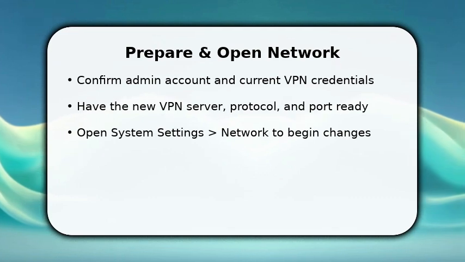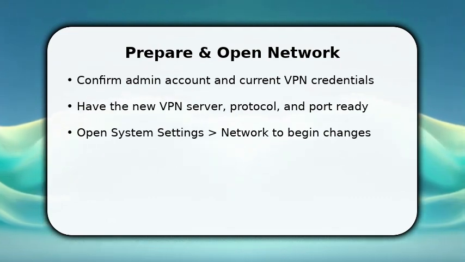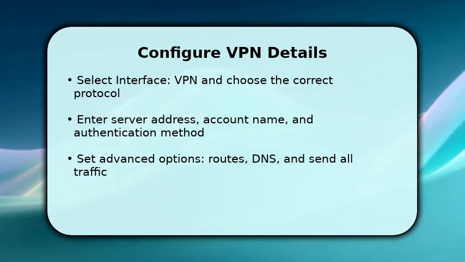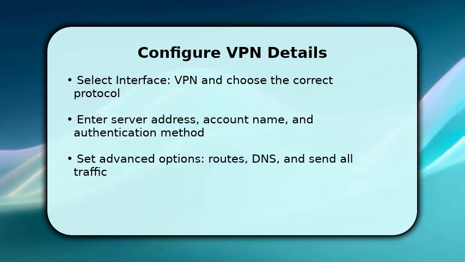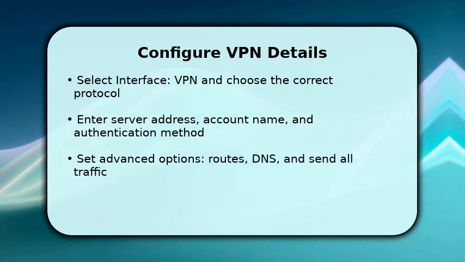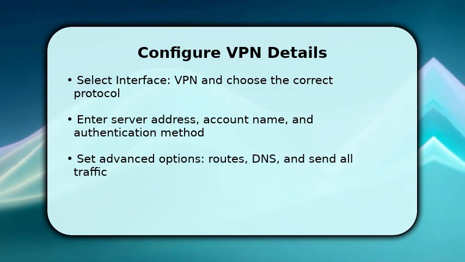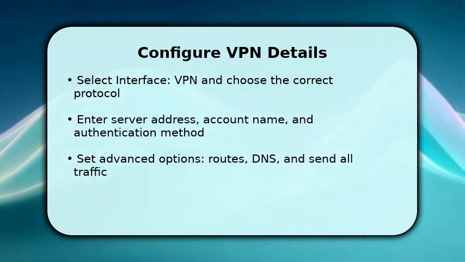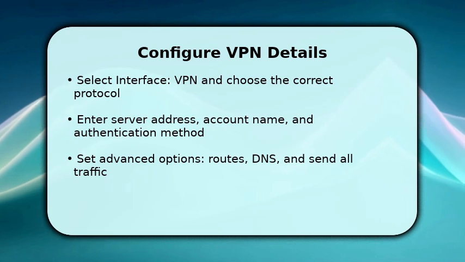With the VPN pane open, pick Interface, VPN, and choose the protocol your provider requires: IKEv2, L2TP, or OpenVPN with a third-party client. Enter the server address and your account name, then set authentication: password, certificate, or shared secret. Click Authentication Settings to input credentials or upload a certificate.